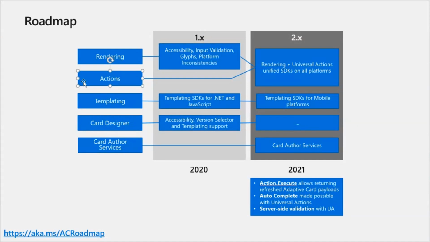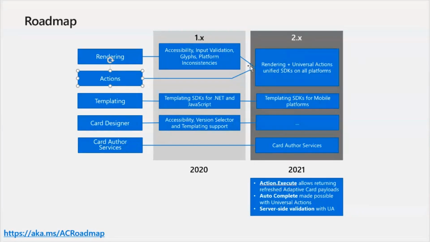Then we have the action layer. So what happens when you click a button? For that, we're making headway through 2020. Like I said, you can expect a preview of the universal action stuff this year with final release in 2021. And that's what I mentioned is our 2.x.